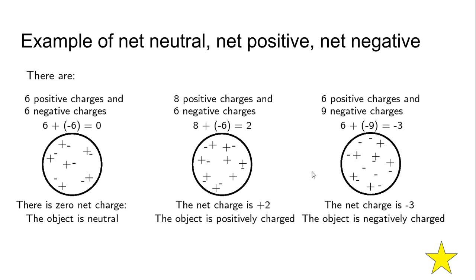Let's take a look at these three. If you look at this one, every positive and negative cancels. So 6 positives, 6 negatives is 0. Here, there are a couple of positives that are not matched by a negative. So we have 2 positive left over. And on this one, you can see surplus negatives. So you get a net charge of -3.